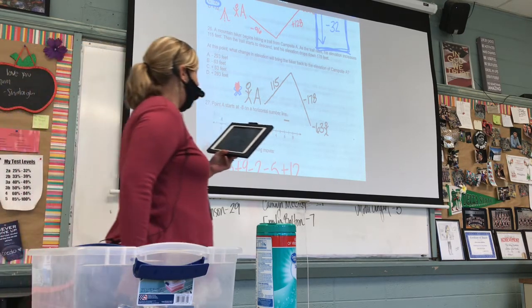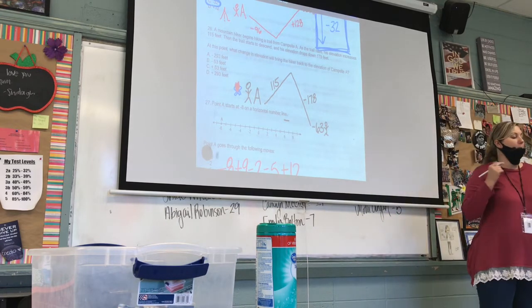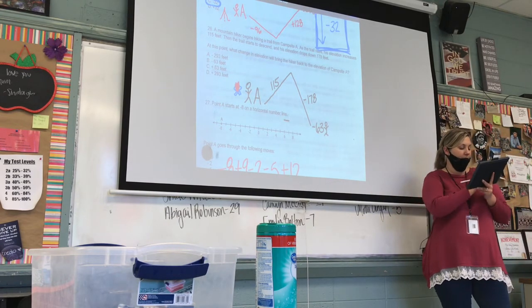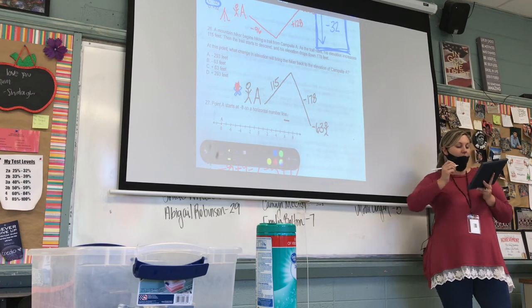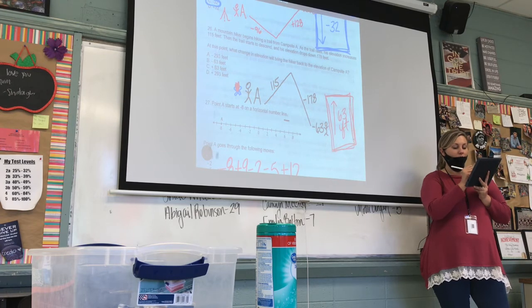But it says, at this point, what change in elevation will bring the hiker back to his campsite? What does he need to do to get back to the campsite? He needs to go up 63 feet. Be careful with those. They're not hard, but they are tricky.